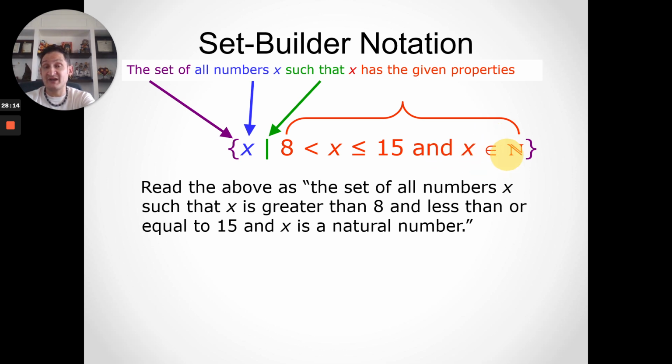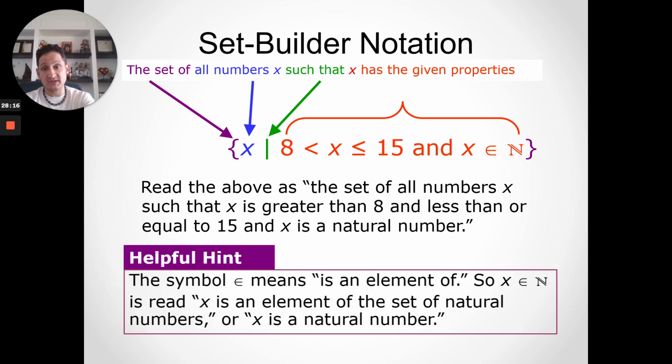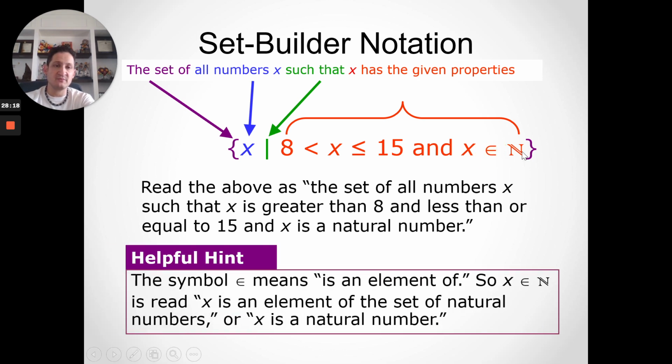All of those values of x are elements of, that's what this epsilon means. It means they're elements of natural numbers. So all of the x values are natural. So I just want the natural numbers. So that's what this is. In essence, it's saying I want the natural numbers greater than 8 and less than or equal to 15. That's all you're doing. That's it.